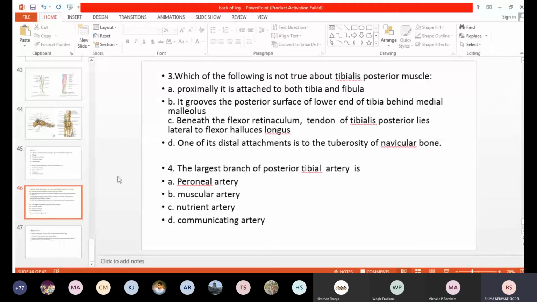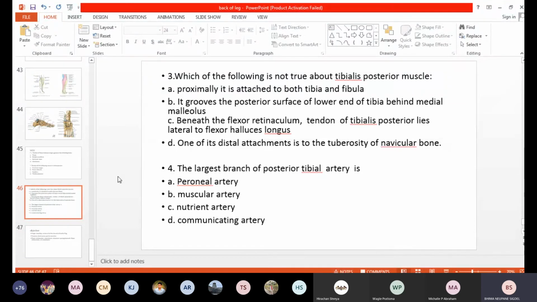Tibialis posterior, deeper group of the muscle. And then it grooves on the posterior surface of the lower end of the tibia behind the medial malleolus because it is passing beneath the flexor retinaculum. So it will groove on the posterior surface. It is also true. After that, fourth one I'll mention, one of its distal attachments is to the tuberosity of the navicular bone. This is also true.